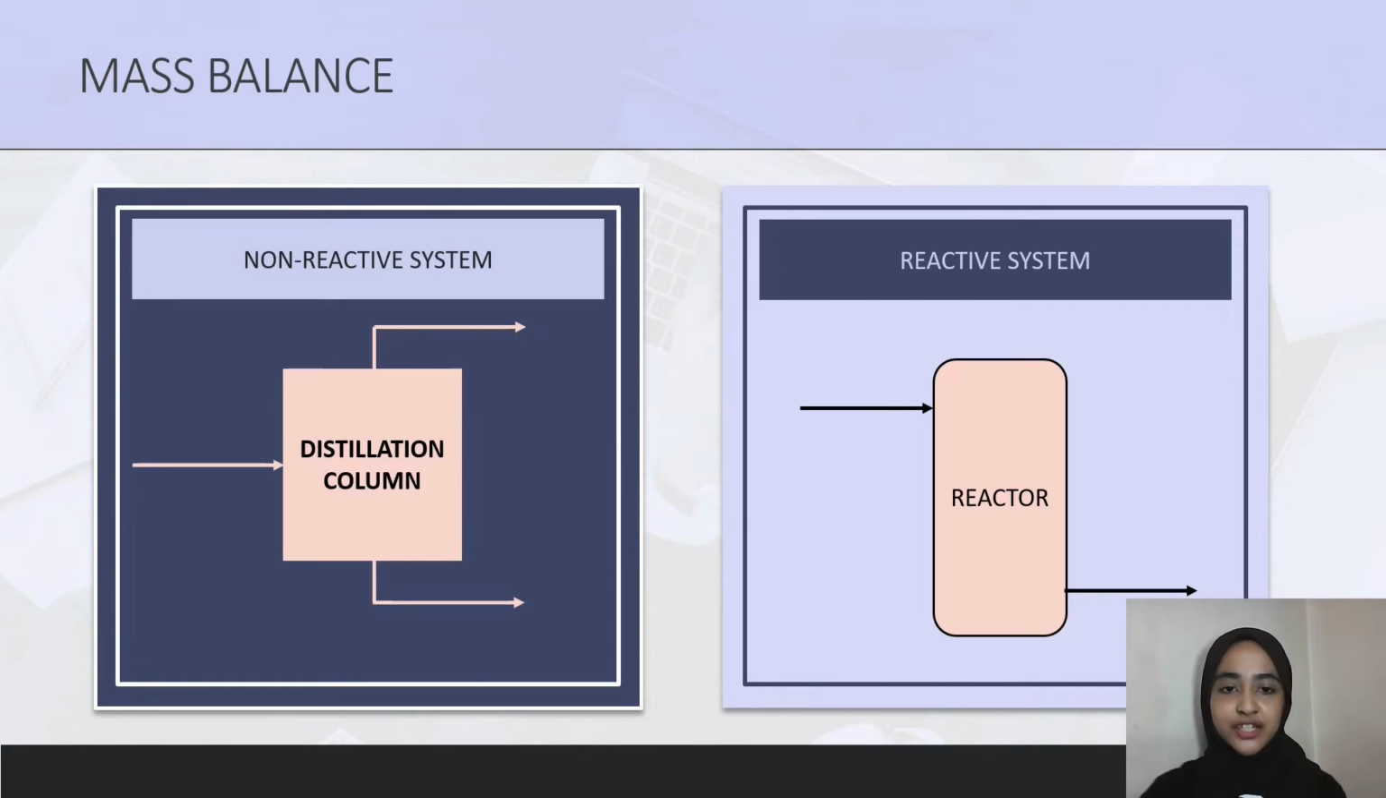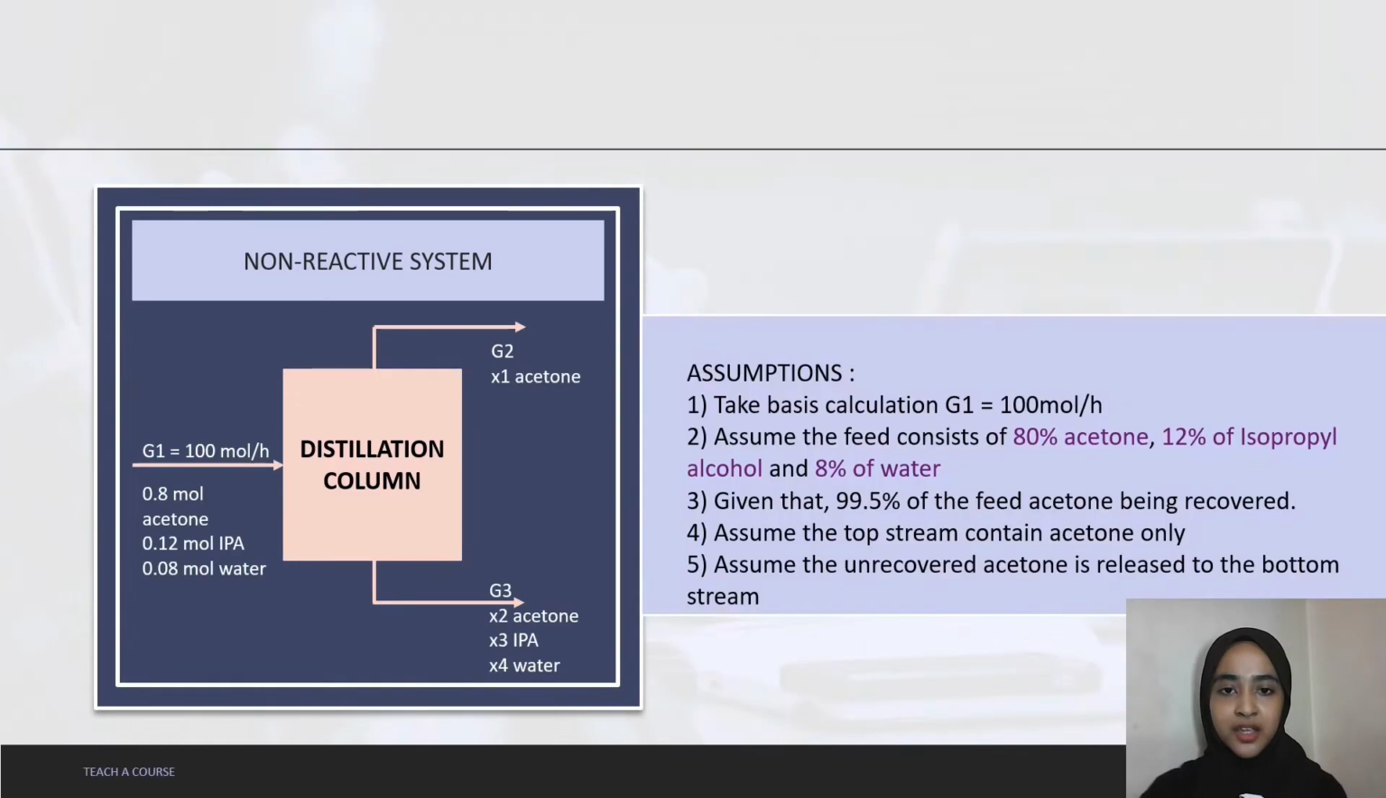So hi, I'm Amira and I'm going to continue with the mass balance. So we chose the distillation column as our non-reactive system and the reactor as our reactive system. For the non-reactive system, our assumption is we take the basis calculation G1 equals 100 mole per hour. We assume the feed consists of 80% acetone, 12% isopropyl alcohol, and 8% water. Given that 99.5% of the feed acetone is recovered, we assume the top stream contains acetone only and the unrecovered acetone is released to the bottom stream.